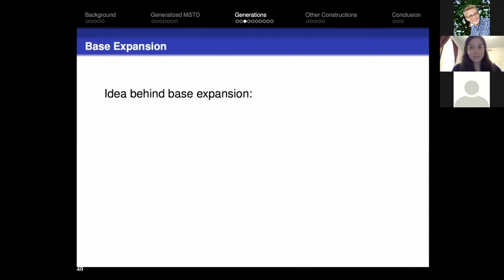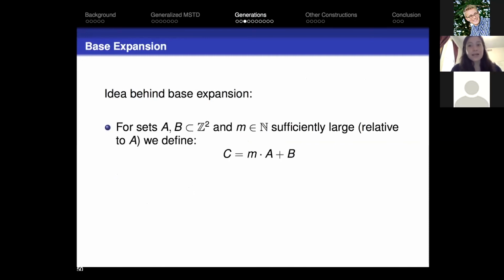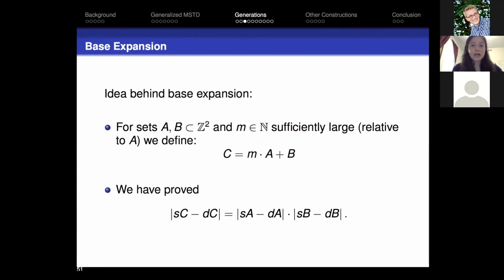So what is base expansion? It's basically a way to combine two sets to give them the nice properties that we want. So for two-dimensional sets A and B and a sufficiently large scalar M, we're going to define a third set C as the scalar times the set A plus the set B. And the most important thing about base expansion is that we have the cardinality of SC minus DC is equal to the cardinality of SA minus DA times the cardinality of SB minus DB.